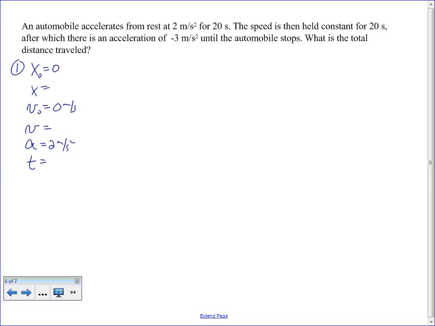And what we're going to need to figure out is how far it travels in 20 seconds. We're also going to need to figure out how fast it is traveling at the end of those 20 seconds, because both of those things are going to be important for the next part. In the next part, we need to know how far it has already traveled, and how fast it's going so it can then hold that speed constant. So first, to find how far it traveled, we'll find position as a function of time.